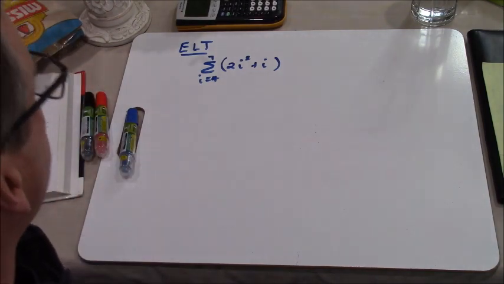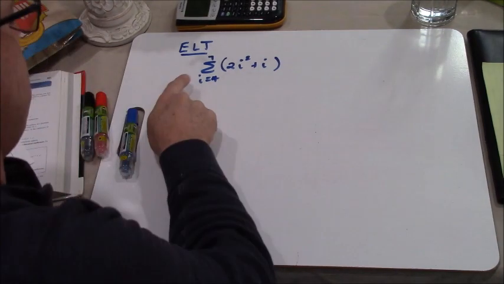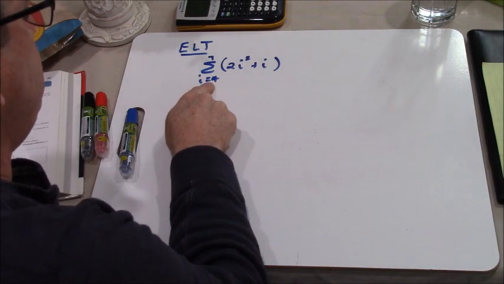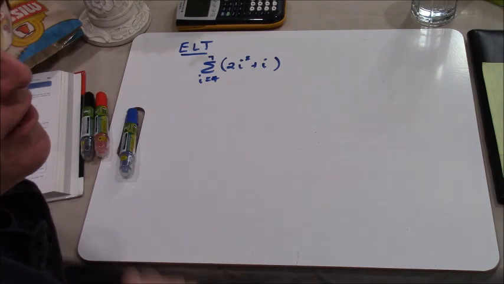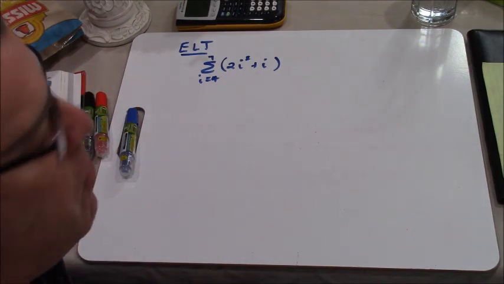Alright, so let's start with an entry task here. We've got the summation for i equals 4 to 7 of 2i squared plus i. You guys see if you can find that answer.